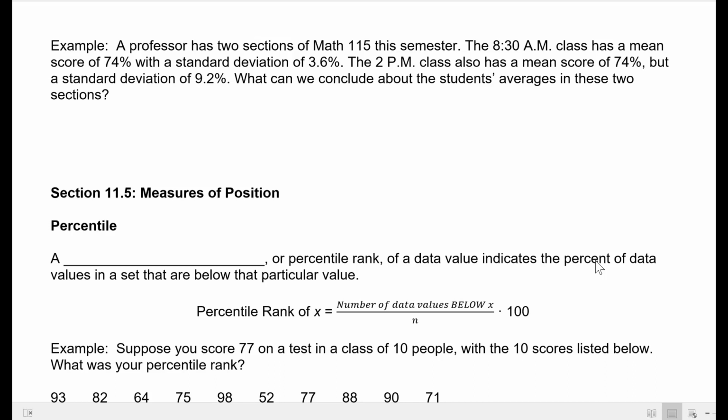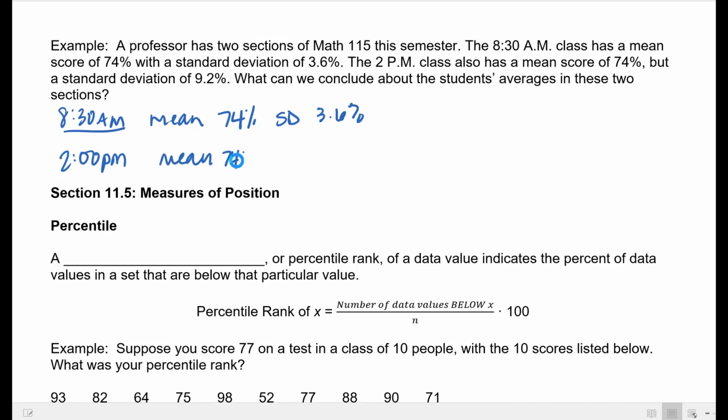All right, so let's look at this next example. We're not going to calculate anything, we're just going to talk about what it means. A professor has 2 sections of Math 115. We have this 8:30 a.m. class, I'll just say the morning class, which has a mean of 74 and a standard deviation of 3.6. The 2 p.m. class has a mean of 74, so the same mean.